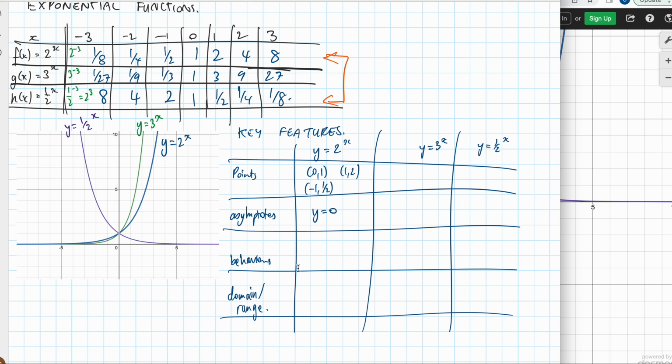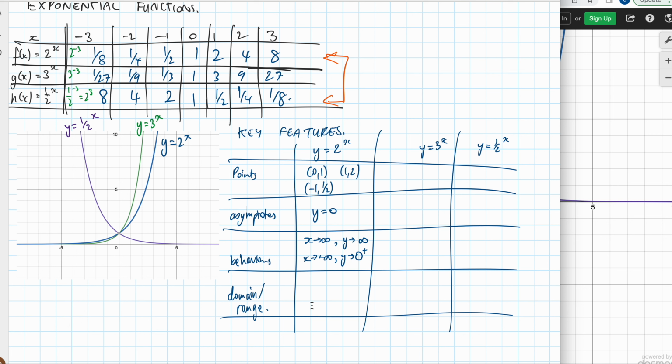Behaviors, well, remember behaviors, it goes x approaches infinity, and as x approaches negative infinity in this case, y is doing what? So what's the y value doing? X is going to positive infinity. We can see that this function is going to positive infinity as well. And as x is going to negative infinity, we can see that y is going to 0, and it's approaching from the positive side, so you write 0 plus. And that ties in with our asymptote there, y is equal to 0, never reaches 0.